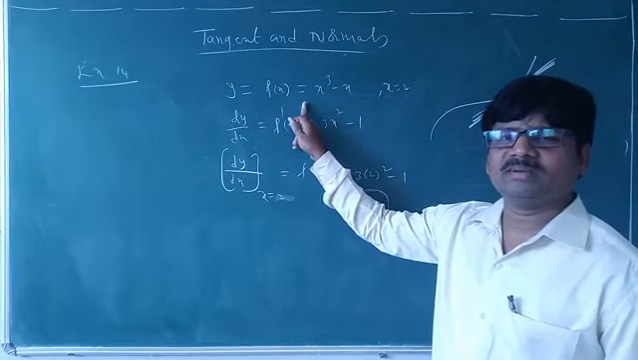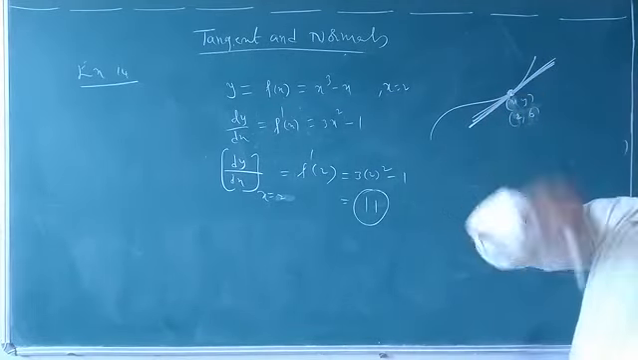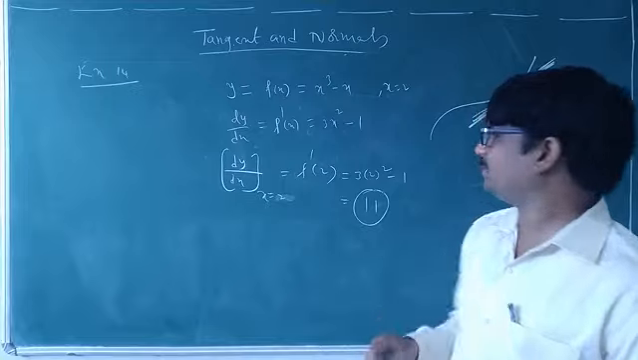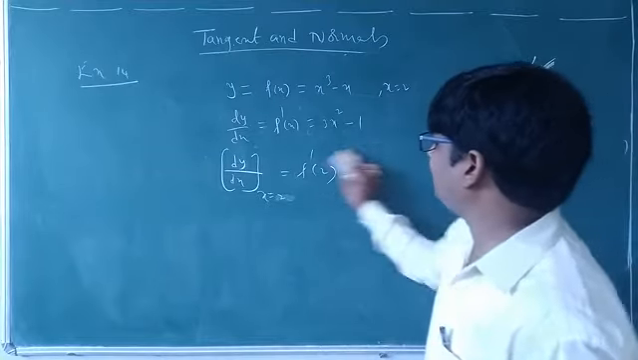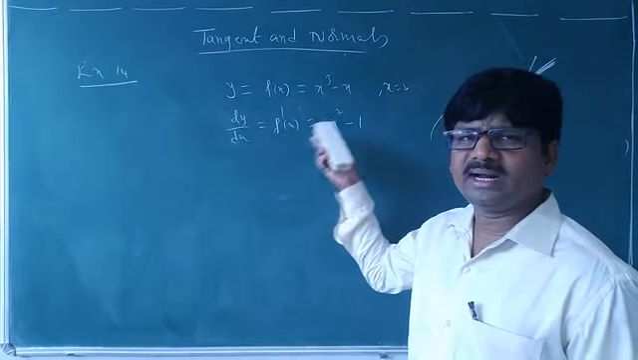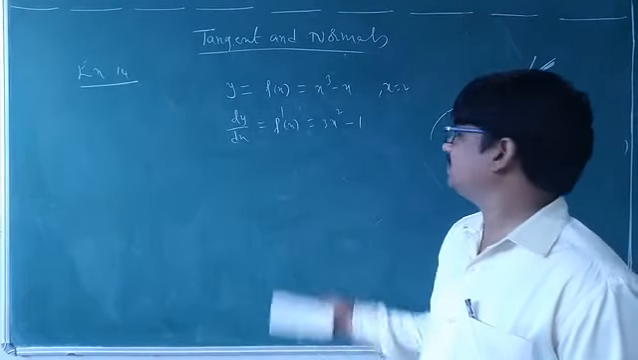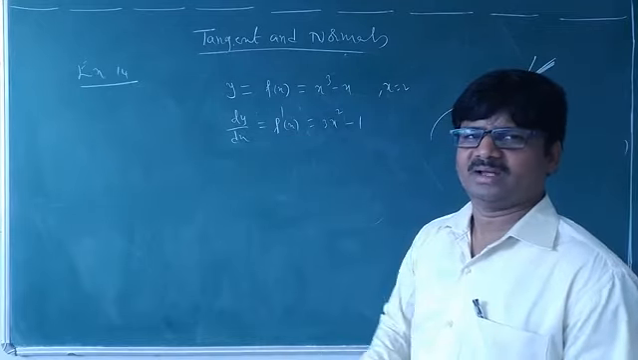To find a slope, compulsory one point will be given. At that particular point only we have to find the slope. If suppose the point is not given, then the derivative you get is in functional form only, that means in variables x and y only. Are you understanding or not?